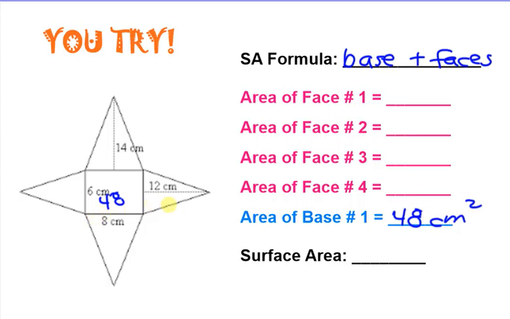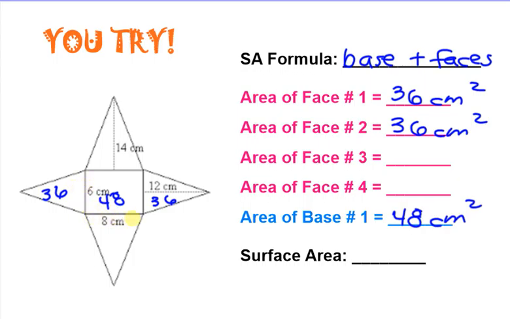Now, on this side, I have a slant height of 12, and I know that this base here is going to be the same as this, so it's going to be 6. So 6 times 12 times 0.5, and that's going to give me 36. And this side is going to be the exact same thing, because with rectangles, opposites are the same, that's going to be the case when we're doing pyramids too. So 36 centimeters squared, 36 centimeters squared.